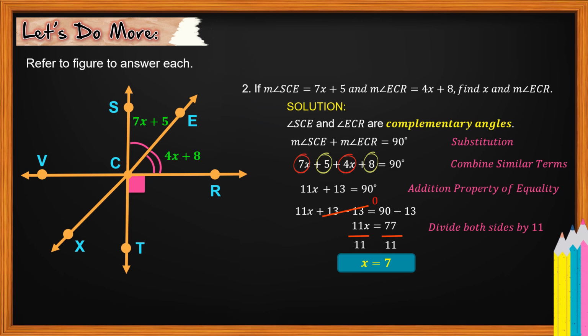Now, for the measure of angle ECR, which is 4x plus 8, we are going to substitute the value of x, which is 7. So, we have 4 times 7 plus 8. 4 times 7 is 28 plus 8. The measure of angle ECR is 36 degrees.